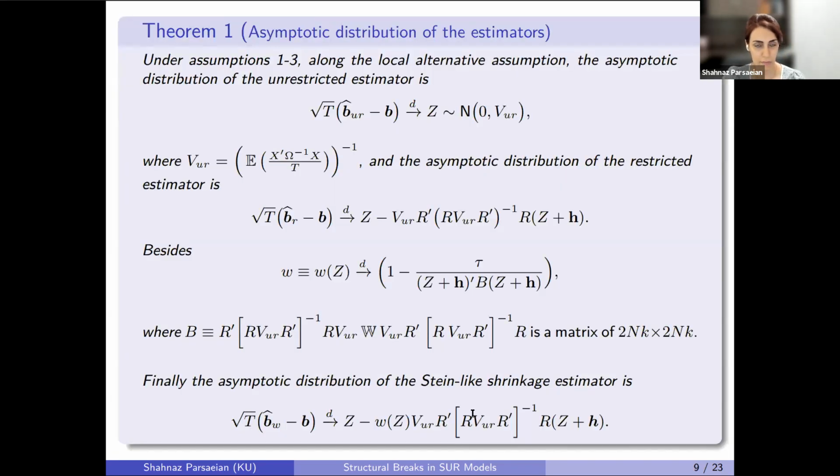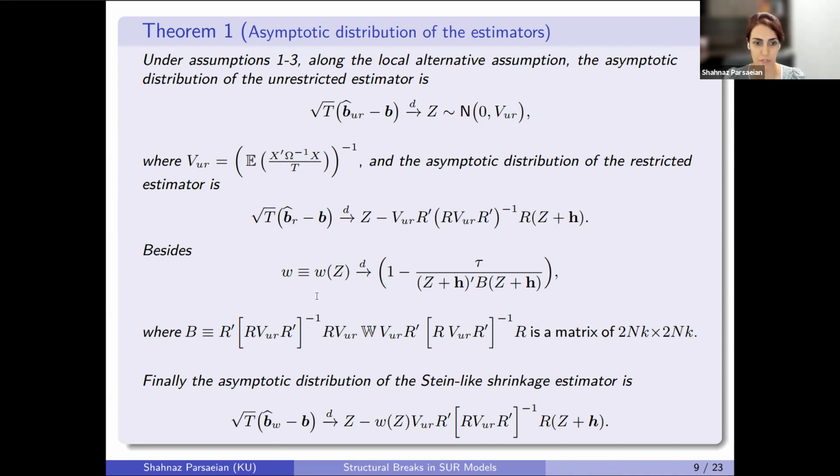All right, in Theorem 1, I have derived the asymptotic distribution for the estimator. So here we have the asymptotic distribution for the unrestricted estimator. And here is the asymptotic distribution for the restricted estimator, which has bias. The bias is this H. So if H is 0, so basically if there is no break in the model, then this part will be gone and this estimator will be consistent again.